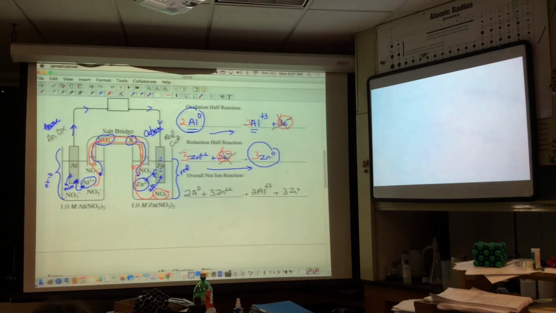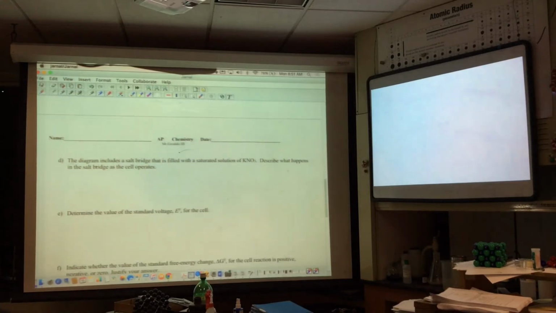So it allows only the ions to flow. And the job is to maintain electrical neutrality. Without the salt bridge, the battery is immediately dead. Okay? So that's just a little bit of review. And again, I remember all this now. Okay? So let's go on to the questions.